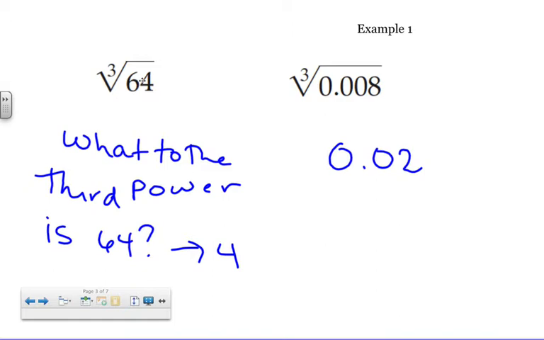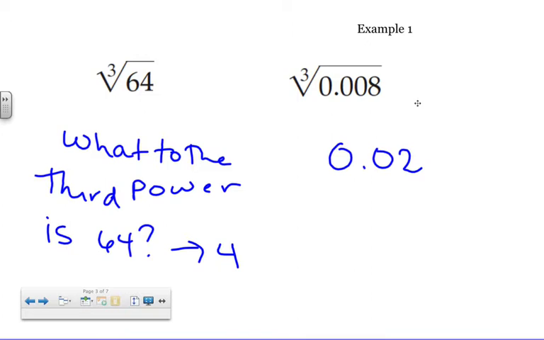So maybe you have to play a little bit. Well, 2 to the third is 8. 3 to the third is 27. Okay? You have to think about those things. A lot of these will be nice like this, where they'll be easy numbers. So this one right here is not quite as easy.